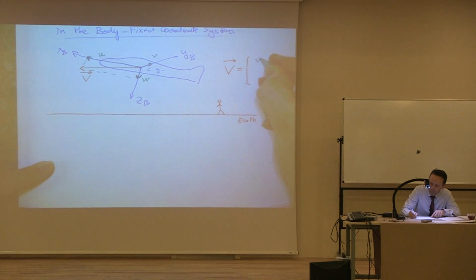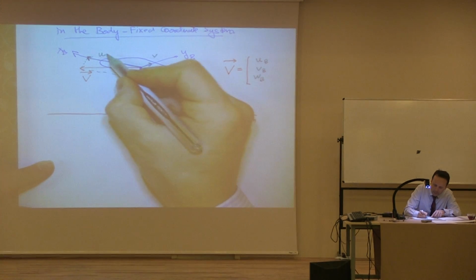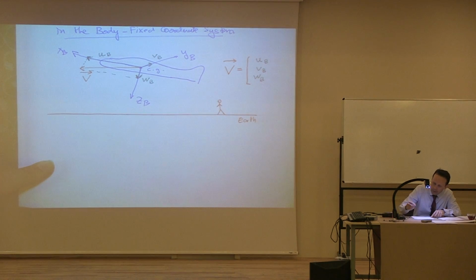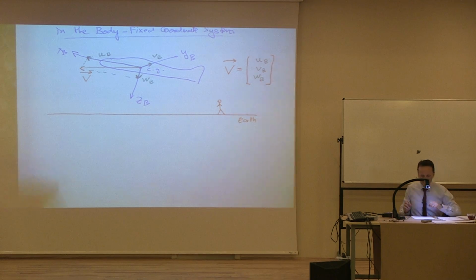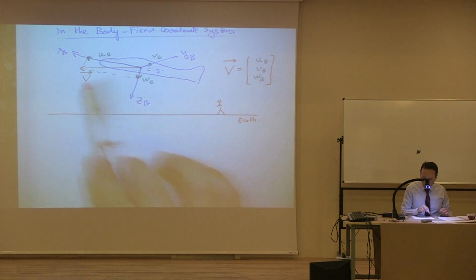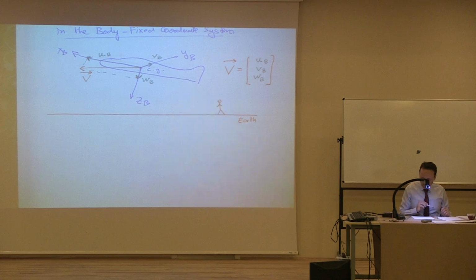So it will be U, V, and W. In fact, in order to make it a little bit more obvious, let's put little b's here so they denote the body axis coordinate system. Okay? So this is your velocity vector, which has 3 components, u, v, and w. If you add them together, you obtain this V, which is the velocity vector of the airplane with respect to this guy.